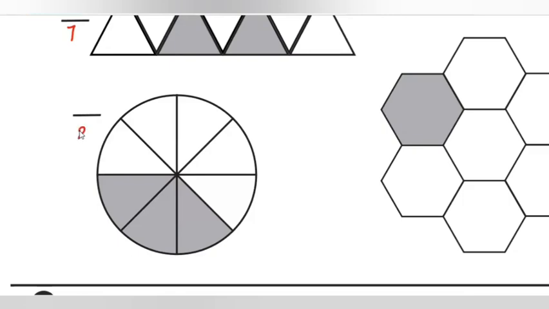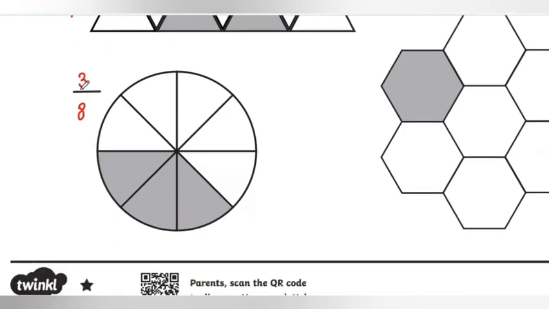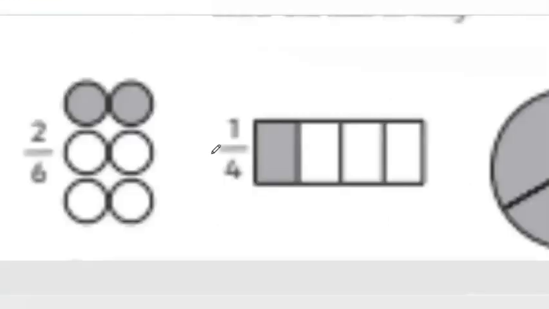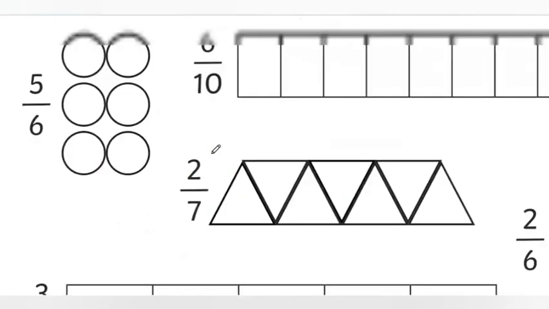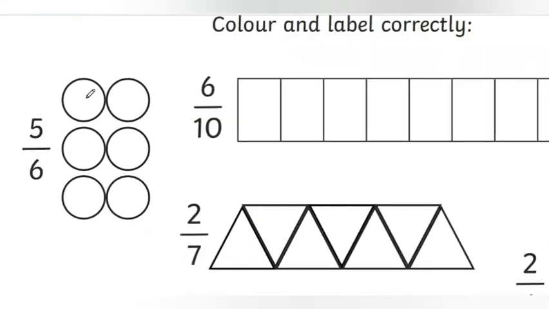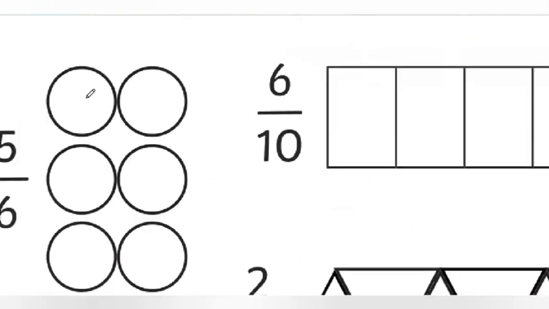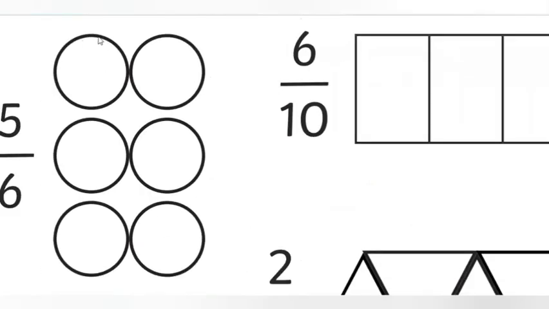Then 3 out of 8. We always read the number of parts that we have considered firstly. Then after that we read the number of equal parts that the whole has been divided into. Okay. Here how many parts do we have to color? 5 parts. We have to color 5 parts.